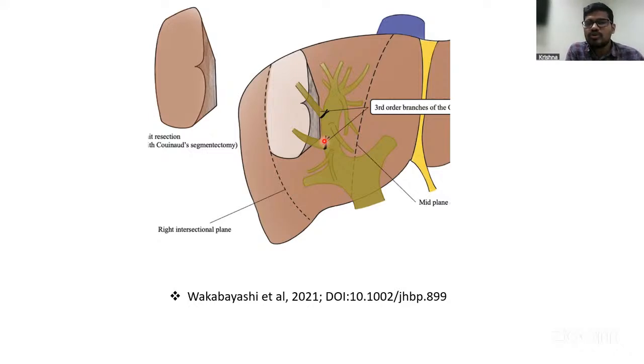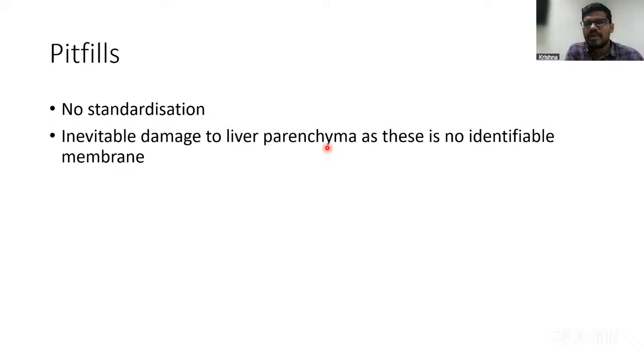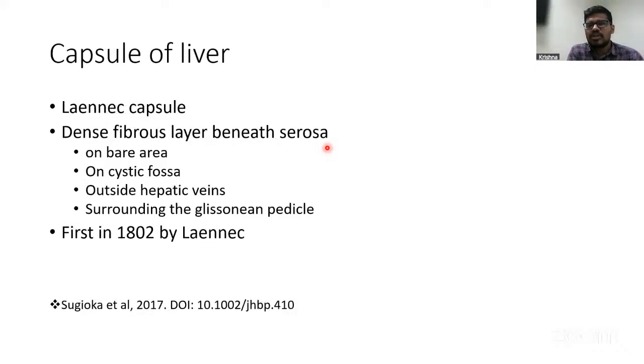So if we go along one of the pedicles, we can ligate these pedicles and try to have the demarcation line, and we can resect the respective cone units. So the main pitfalls that we have already discussed: there is no standardization and there is an inevitable damage to the liver. So now the new concept of liver capsules has come.